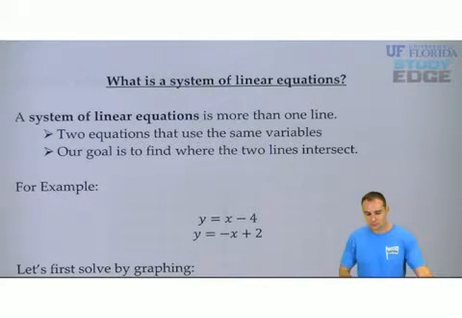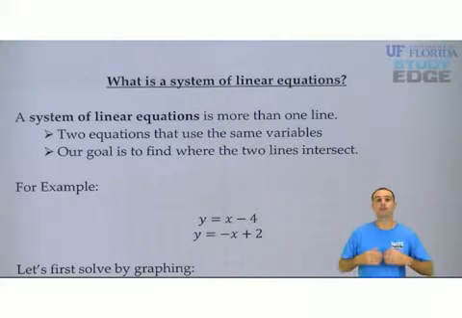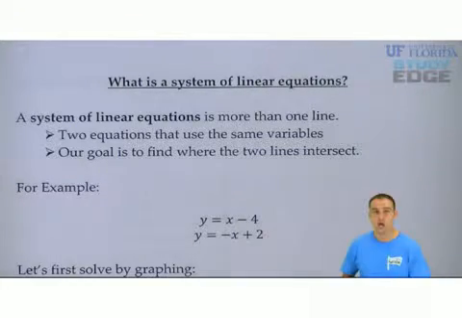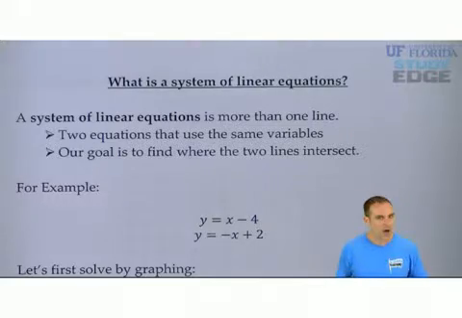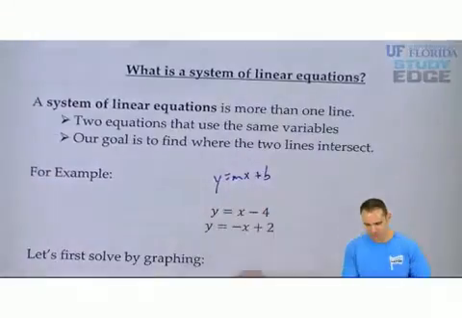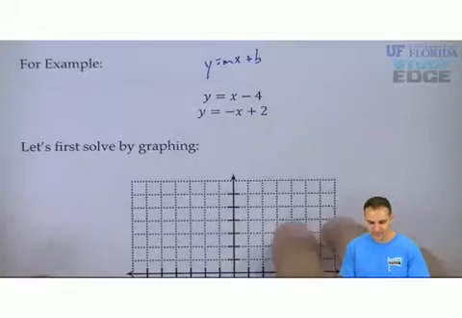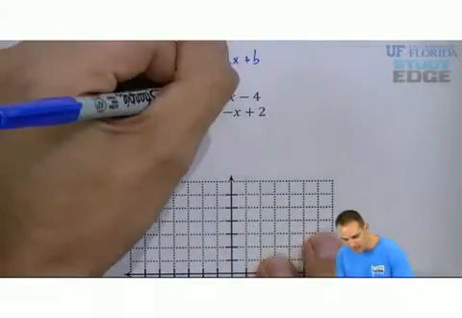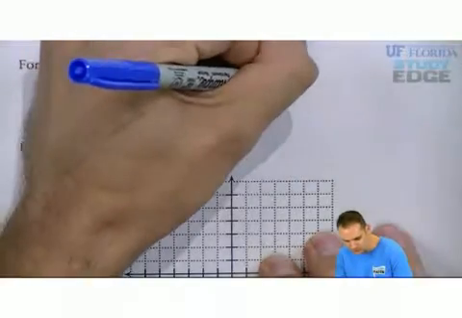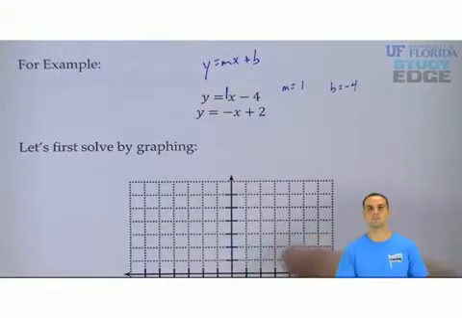For example, if we're given two equations of two lines, we can find where they meet by graphing. So let's first solve by graphing these two equations. And notice, in both these cases, they're already in the form y equals mx plus b, where m is the slope and b is the y-intercept. In this first case, we have y equals x minus 4. And remember, that's a 1x minus 4. So therefore, the slope for this first line is 1, and the y-intercept, b, is negative 4.